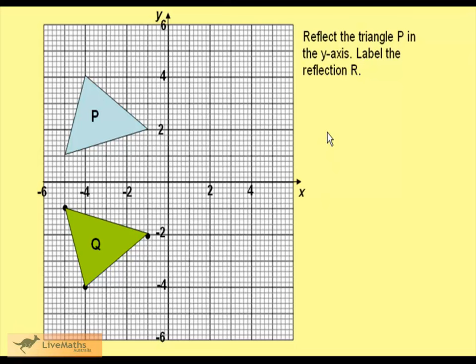We now want to reflect the triangle P in the y-axis. Label the reflection R. So here is the y-axis acting as our mirror line. Consider this point. We go 1 square up to the y-axis, so we go 1 beyond. Now consider this point. We go 4 squares up, so we need to go 4 squares beyond. And for this point here, it's 5 squares up, so we go 5 beyond. These points define the triangle, which we'll label R.